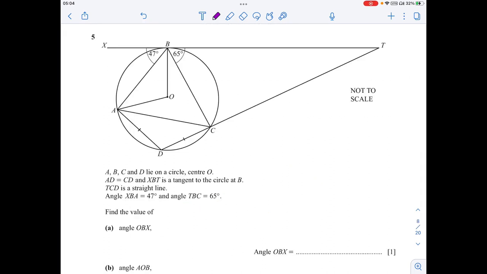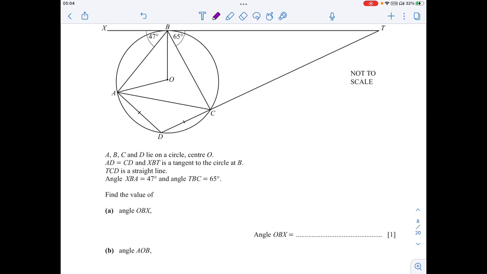Coming to question number 5. It's about circle theorem. So first of all, try to solve the question without reading the question. Try to solve all the angles. Then we will be able to proceed further. That will be the easiest way. He says that AD equals CD. XPT is a tangent. Tangent means this angle should be equal to 90 degrees. So once I know this angle is 90 degrees, the small angle will be 90 minus 65, which is 25.